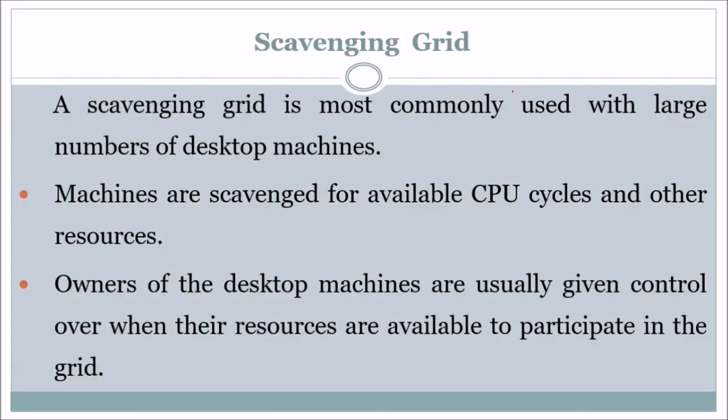Then comes the scavenging grid. This scavenging grid is most commonly used with a large number of desktop machines. So we don't have high computing power here, but we have a grid of desktop machines. These machines are scavenged for available CPU cycles and other resources. The owners of the desktop machines are usually given control over when their resources are available to participate in the grid.